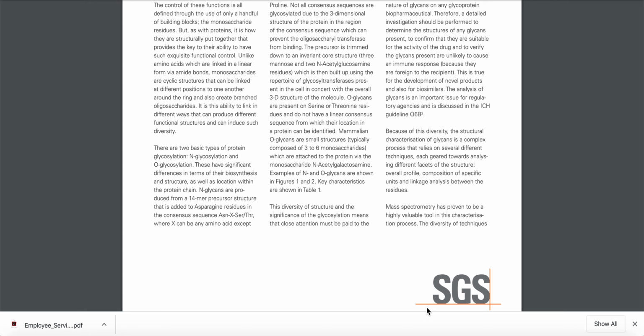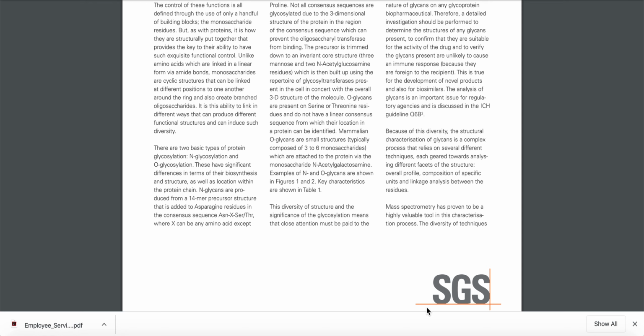Not all consensus sequences are glycosylated due to the three-dimensional structure of the protein in the region of the consensus sequence, which can prevent the oligosaccharyl transferase from binding. The precursor is trimmed down to an invariant core structure, 3 mannose and 2 N-acetylglucosamine residues, which is then built up using the repertoire of glycosyl transferases present in the cell in concert with the overall 3D structure of the molecule.